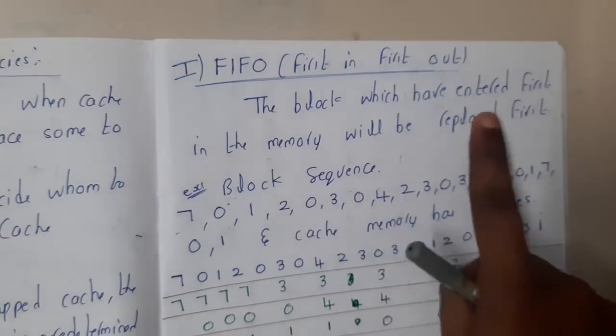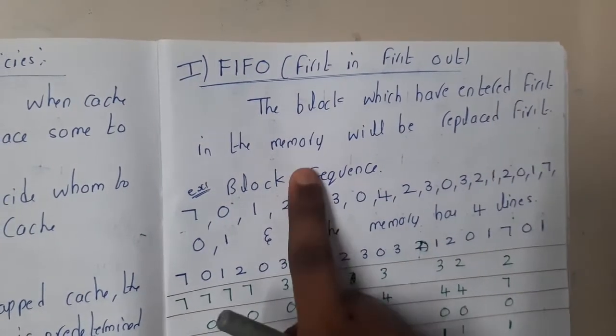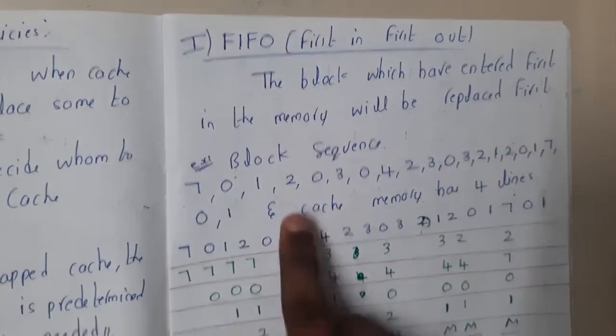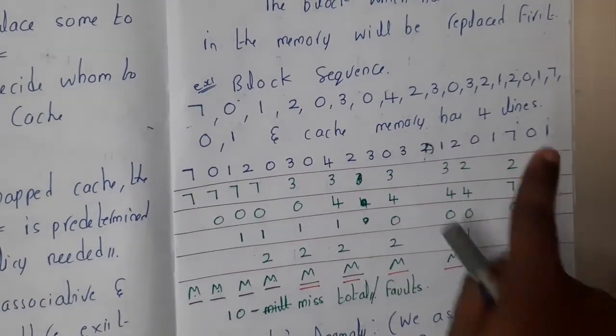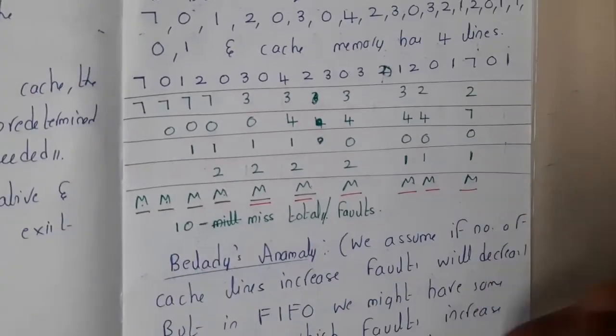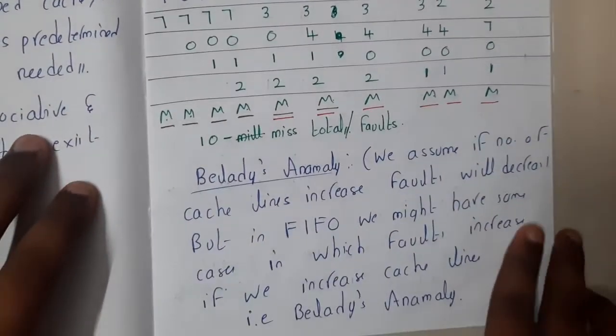Now let us go through the same book explanation which I have written. The block which has entered first in the memory will be replaced first. We gave a block sequence and we said there are 4 lines. So the same question I have just solved on my paper. Now you got an idea, right?